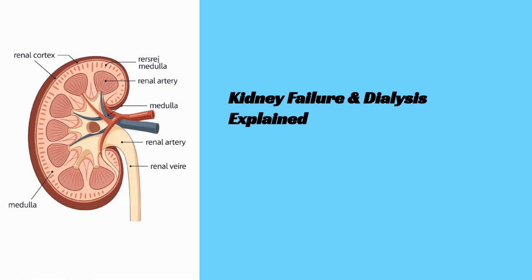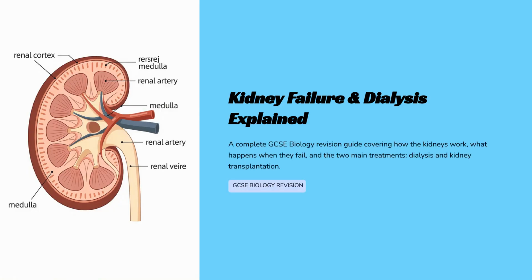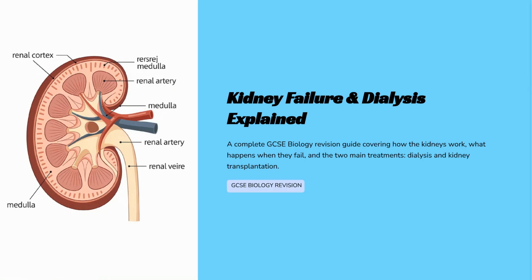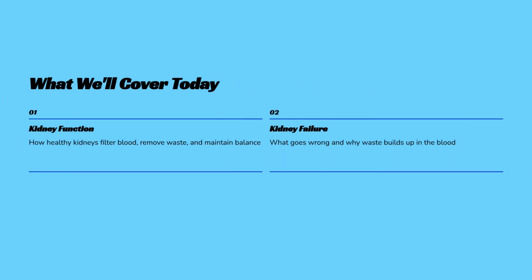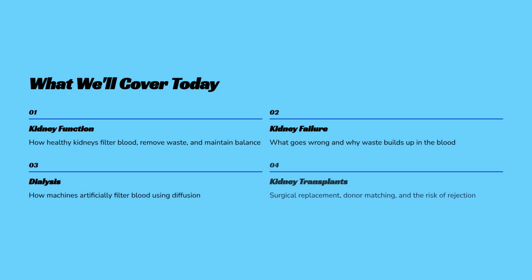Welcome to this complete guide on kidney failure and dialysis. This video is designed as a GCSE Biology revision resource. We will cover the function of kidneys, what happens when they fail, and the two primary treatments, dialysis and transplantation. Here's a look at what we'll cover. We'll start with kidney function, then move to kidney failure, followed by details on dialysis, and finally, kidney transplants.